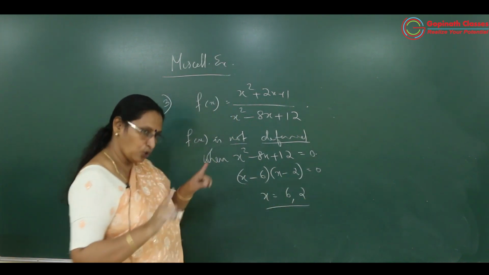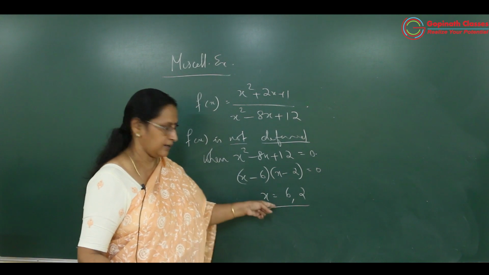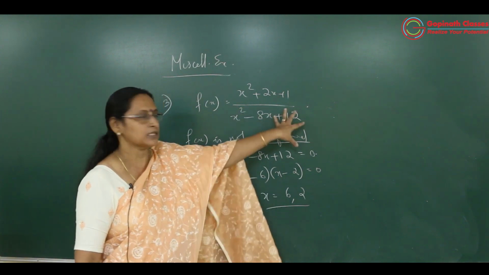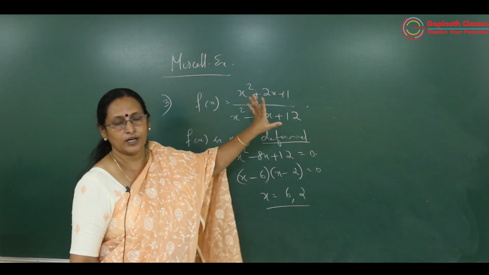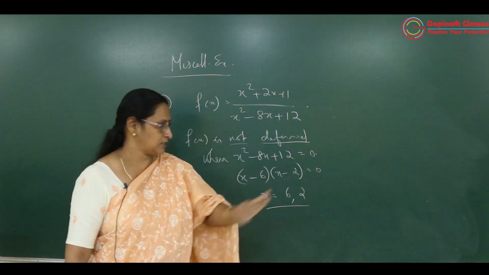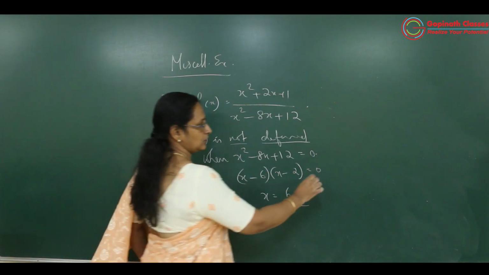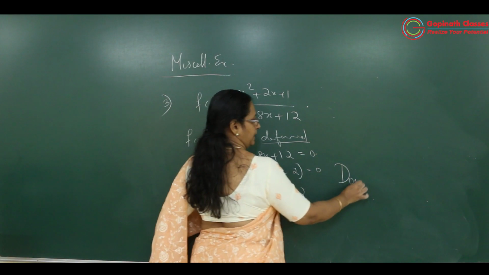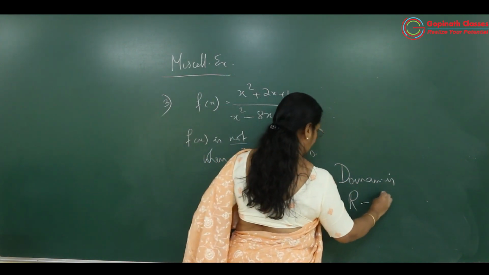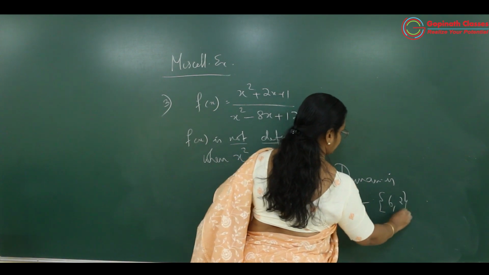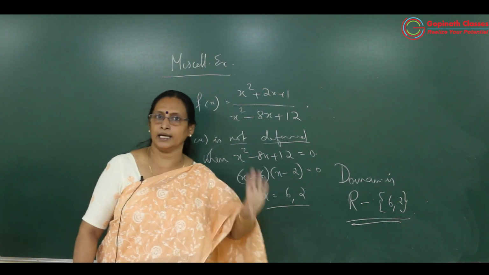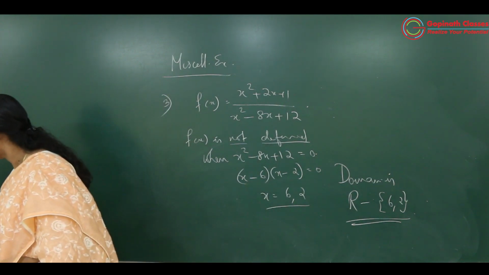These 6 and 2 will be the values of x; it is a quadratic, and we solved it by the factorization method. If x is 6 or 2, the denominator will become 0, so it will be not defined. That means x can take all the values except 2 and 6. So what will be the domain? Domain is all the real numbers except 6 and 2. Hope you understood. Except 6 and 2, it can take all the other real numbers.